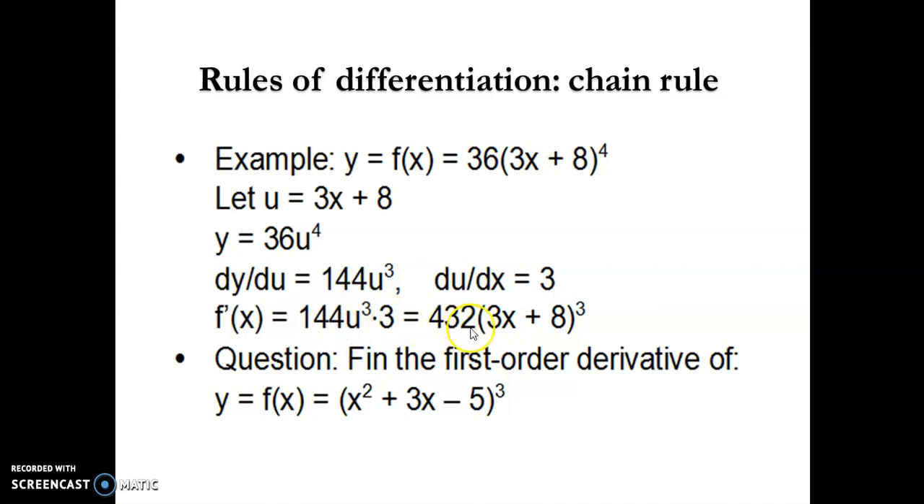Thus, we get 432, and u is given by 3x plus 8, which we substitute back into the power of 3. And that is your chain rule.